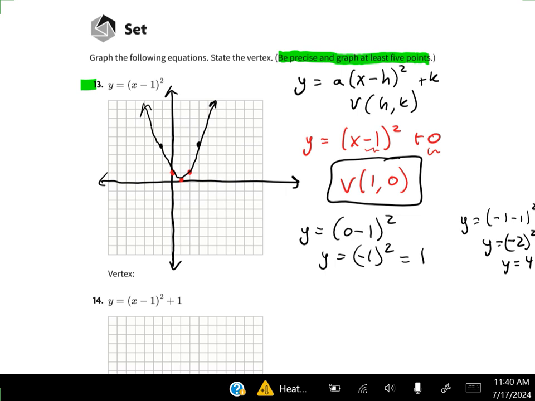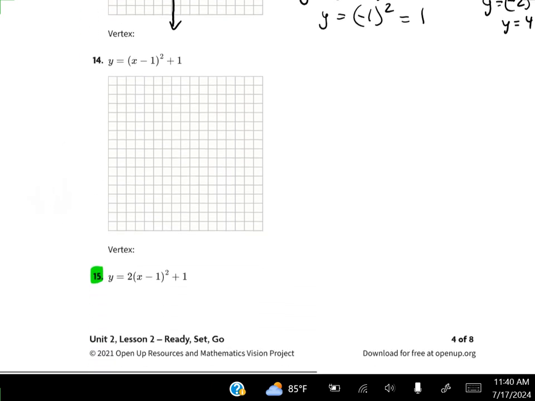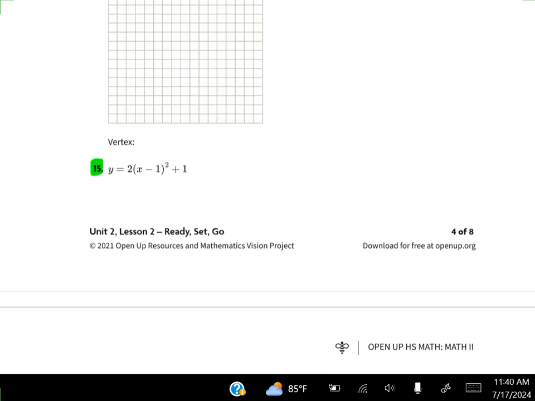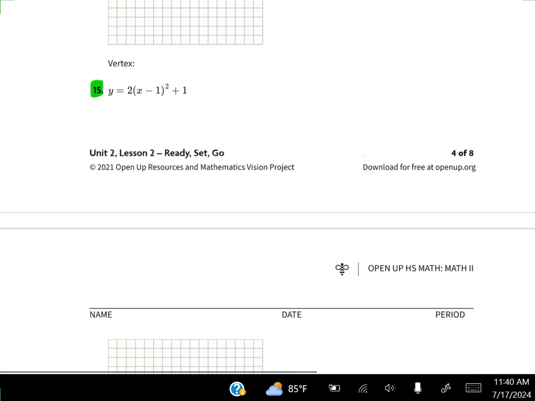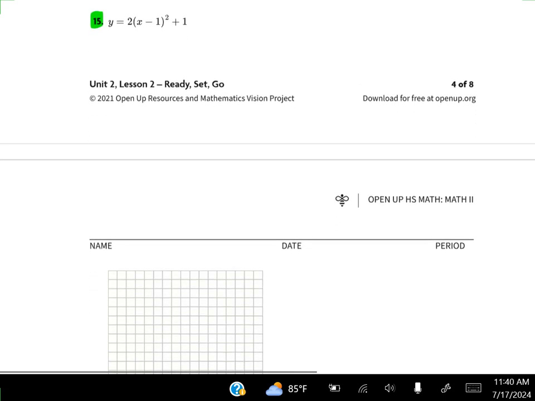So problem 15 is going to be a lot like this problem. And same thing with problem 17. And these will be the 3 problems that we're going to be looking at for our homework assignment here. So let's jump ahead to problem 15. Right here we actually have an a value, which is going to change the shape of the graph.